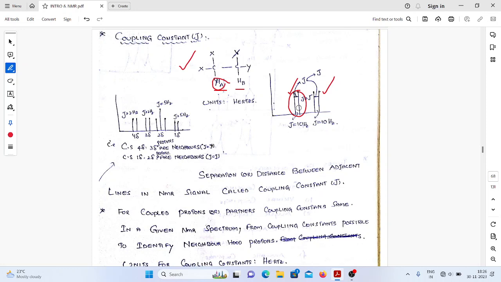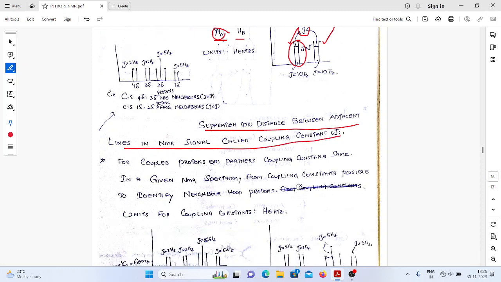So the distance between the lines in an NMR signal is commonly called the coupling constant. The coupling constant is represented by the letter J. See the definition: the separation or distance between adjacent lines in an NMR signal is commonly called the coupling constant. For coupled protons, coupling constants are the same. In a given NMR spectrum, from the coupling constant, it is possible to identify neighboring protons.